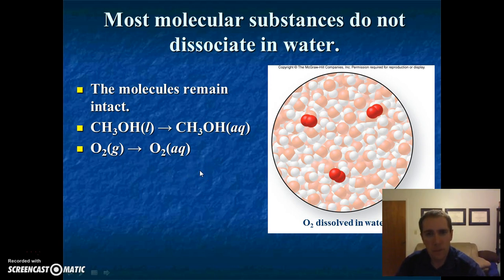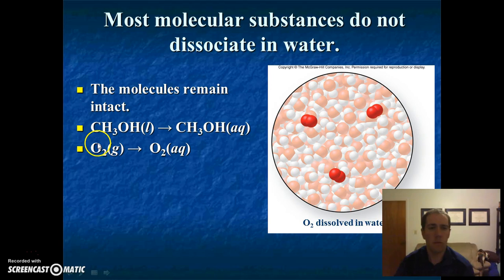On the other hand, molecular compounds, molecular substances, don't dissociate in water. If you put sugar in water, those sugar molecules stay sugar molecules. It's just they're dissolved in water rather than being a solid sitting on a countertop. So another example is methanol. This is methanol. You don't need to worry about this formula. But when you put methanol liquid into water, it is still methanol. It didn't break apart at all.